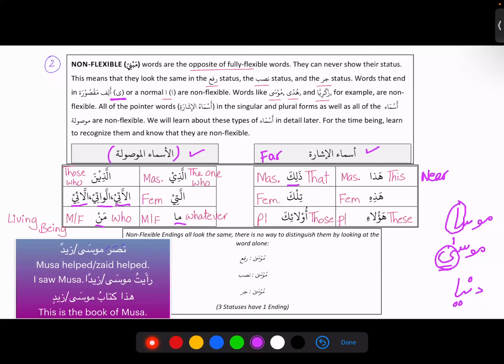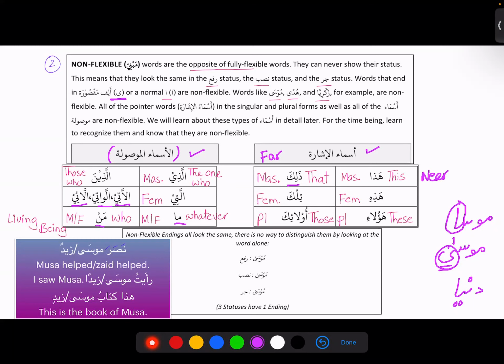And then hazihi is the feminine, same near, and tilka is the far, and this is feminine. And then we have the plural versions, haulai and ulaika. We see all these words in Quran Pak, and they are all called asmaul ishara, meaning pointers, and these pointers are non-flexible words.